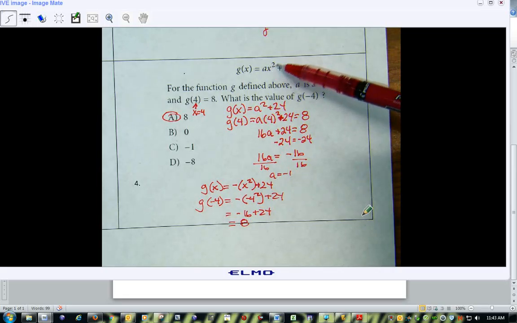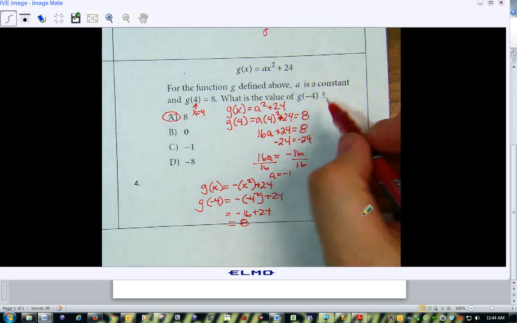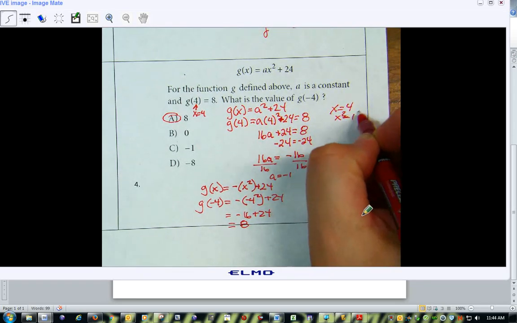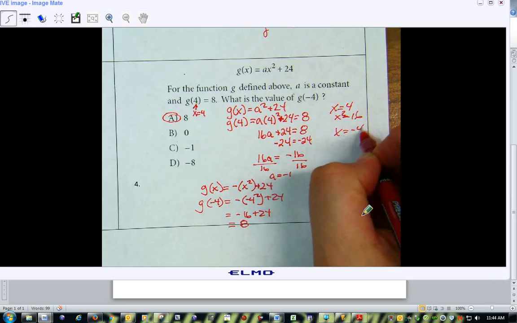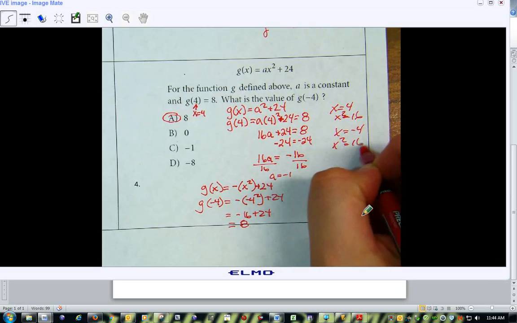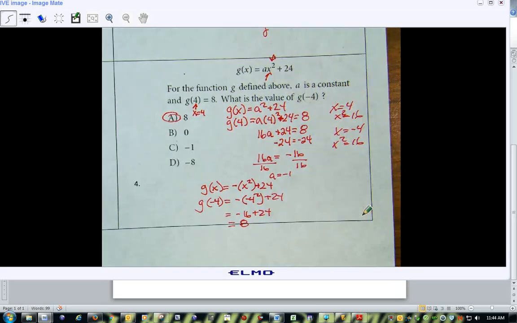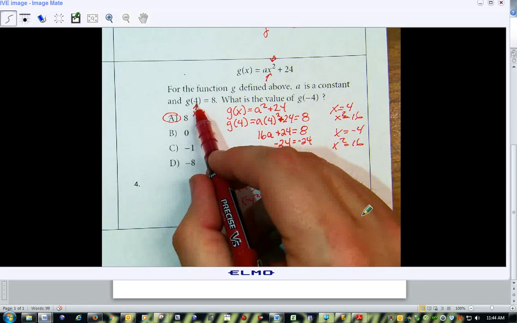A positive 16. So if x was 4, when x equals 4, x squared is equal to 16. When x equals negative 4, x squared is equal to 16. So is this number changing at all in the problem? So if I had a 4 or a negative 4, it's not changing the problem at all.